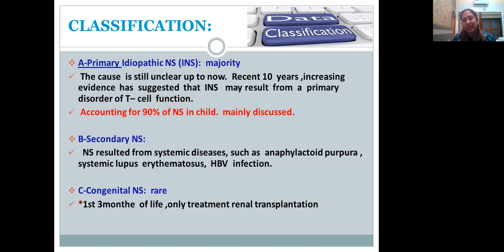And next is secondary nephrotic syndrome. Secondary nephrotic syndrome could be because of various causes, which I have discussed in the later slides. This is mainly because of the presence of some systemic diseases like anaphylactoid purpura or even HSP, systemic lupus erythematosus, or hepatitis B infection, even in cases of HIV infection as well. And congenital nephrotic syndrome is a rare occurrence, usually occurs in the first 3 months of life, and the only treatment for this is renal transplantation.